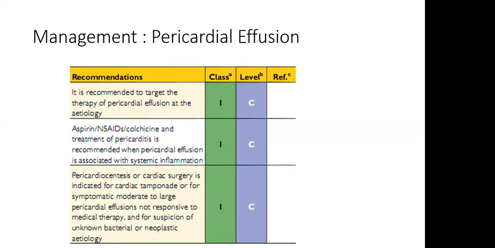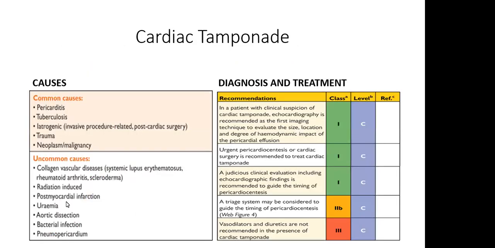And pericardiocentesis or cardiac surgery is indicated for cardiac tamponade or symptomatic moderate to large pericardial effusion not responsive to medical therapy, and for suspicion of unknown bacterial or neoplastic etiology. So, just in the table, common causes of cardiac tamponade, which we talked about when we had the lecture earlier, and the uncommon ones. We're just going straight to diagnosis and treatment.